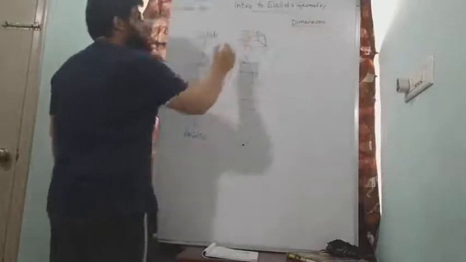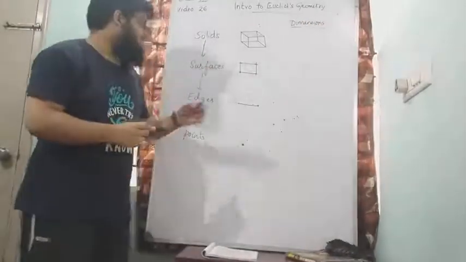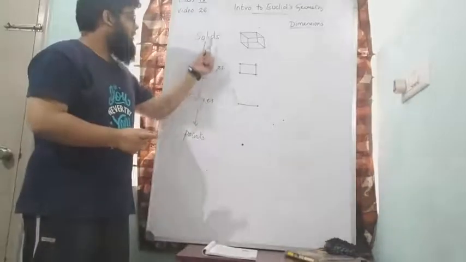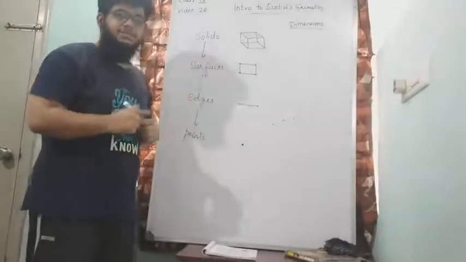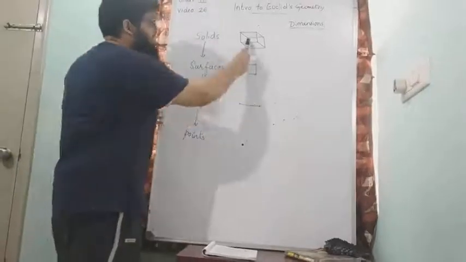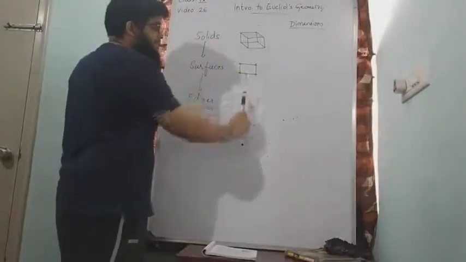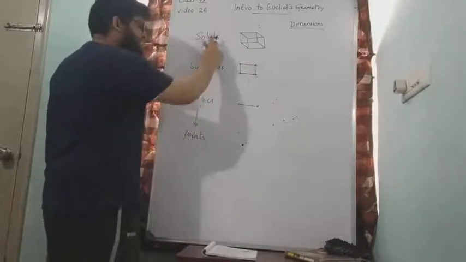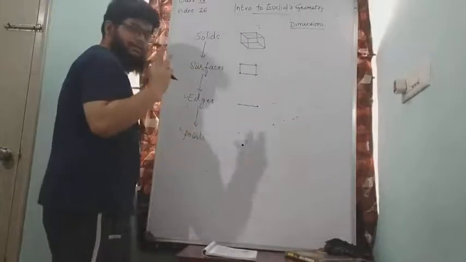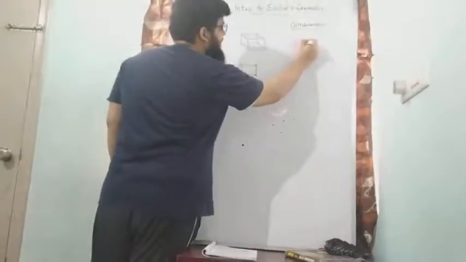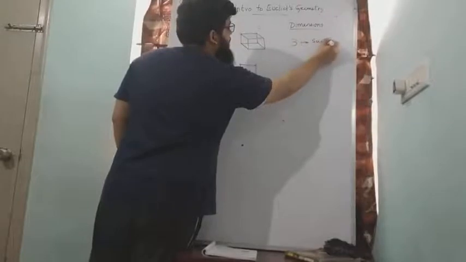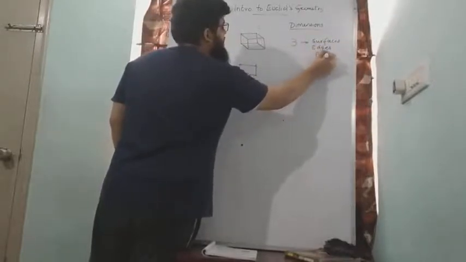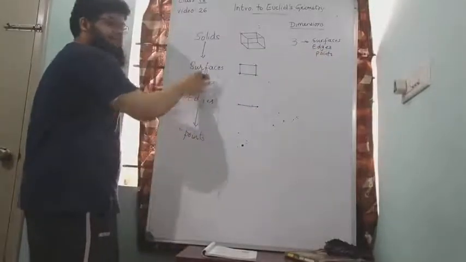Okay. So what does it mean? That means surfaces, edges, and points are called as dimensions. Now solids have 3 dimensions. Which are those 3 dimensions? Solids have surfaces also, solids have edges also, solids have points also. So solids have 3 dimensions. Which are those 3 dimensions? Surfaces, edges, points. Correct?